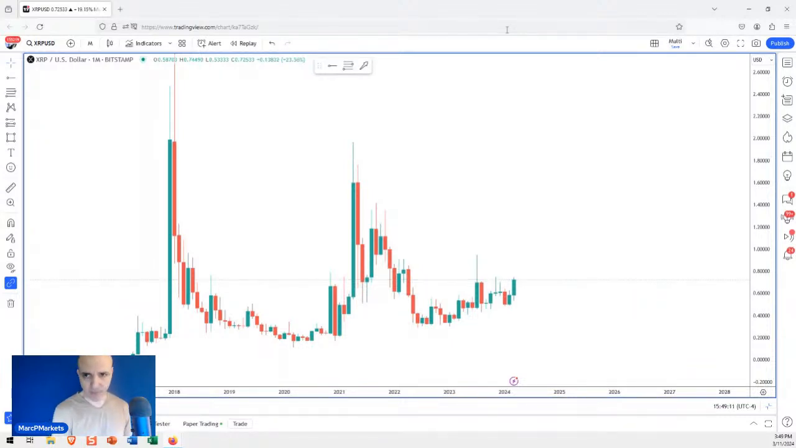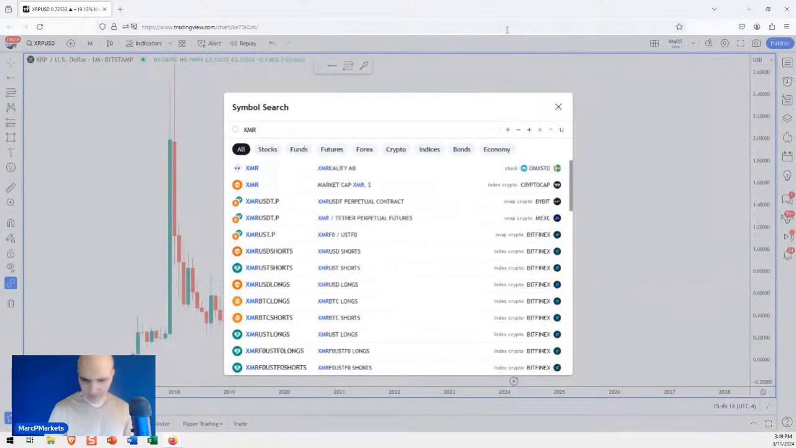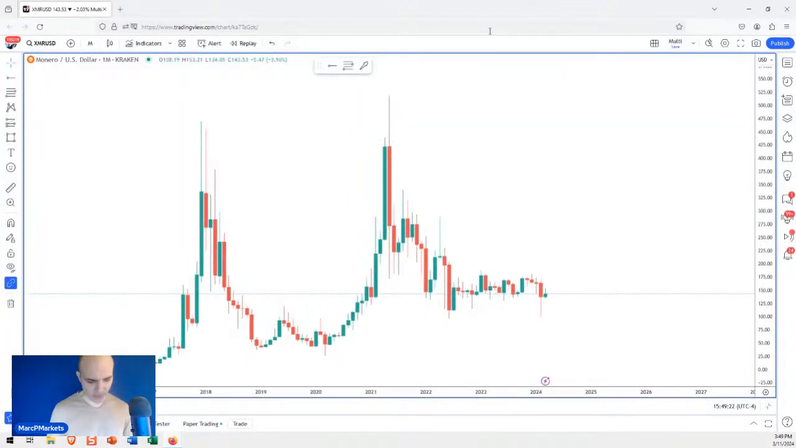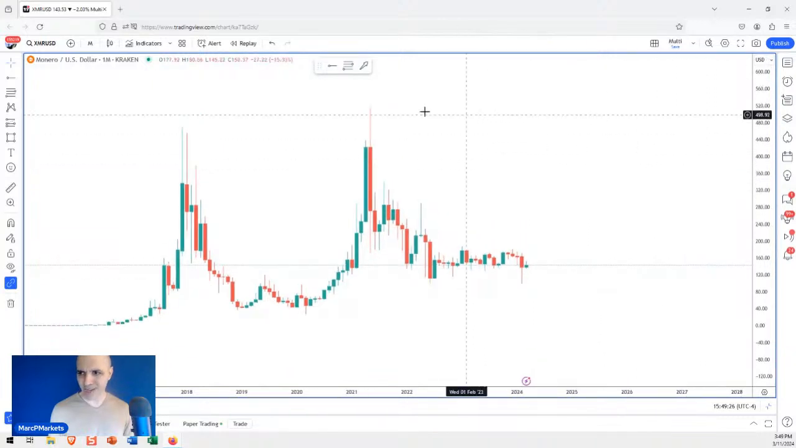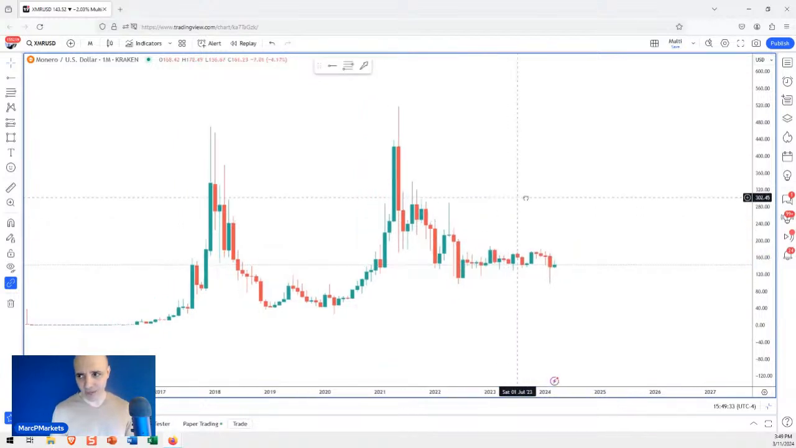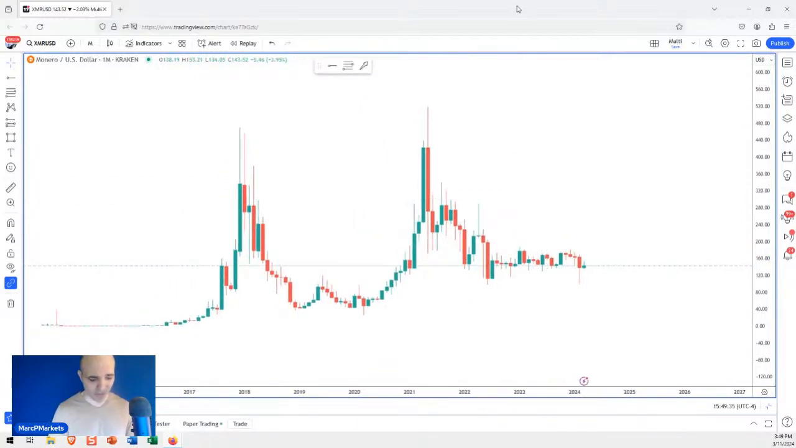All right. Let's take a look at another one, something like XMR, right? Remember that one? Monero. I mean, come on, look at this. All right, look at the monthly. This is horrendous. This thing should be doing better, don't you think? We're stuck in a consolidation. This thing can't even get out of its own way. That's not a broad rally.